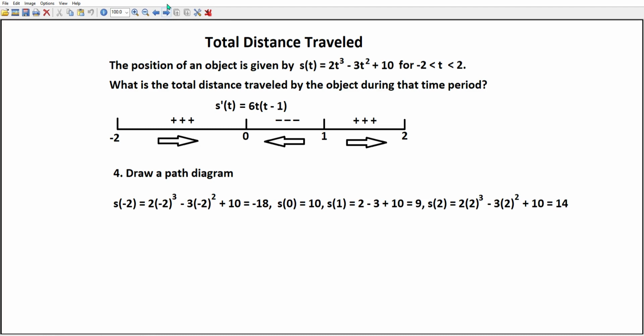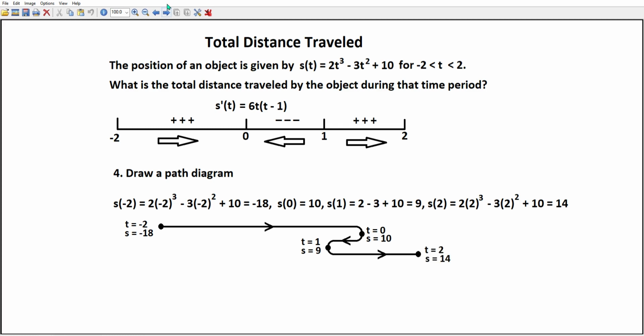Now we start at the beginning of the time interval, t equals minus 2, and we're at position minus 18. We move right to where we are at t equals 0, which is s equals 10. Now we're going to move left to t equals 1, which is s equals 9, and then we're going to move right again to t equals 2, where s equals 14. And that's a complete description of the path.